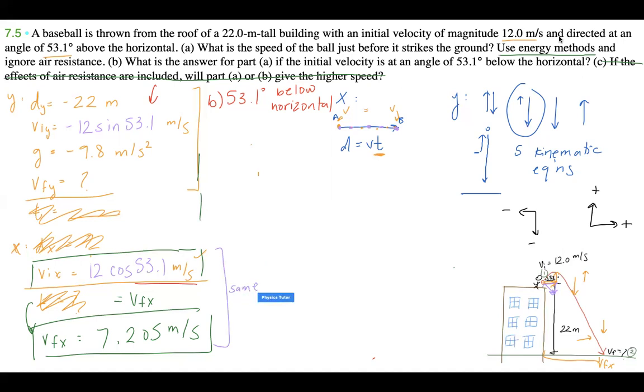But here, well, we have a minus sign, so now we have to solve for VFY again. So let's do that. And we use this equation, right? VFY squared is equal to VIY squared plus 2AD. And we're just going to isolate for VFY. So that's VIY squared plus 2AD, and we square root the entire thing.